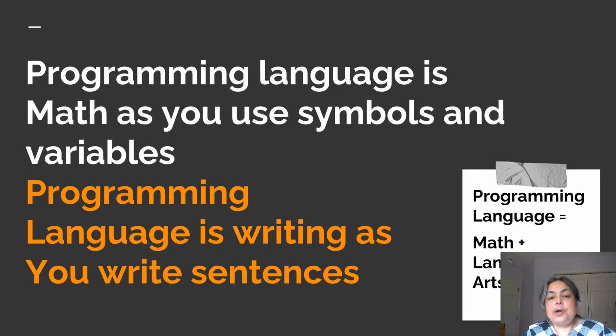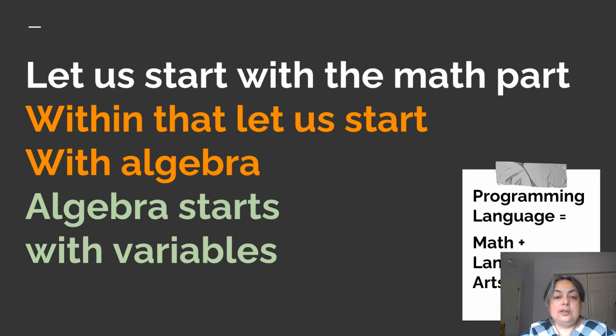Programming language is part math, as you use symbols and variables. Programming language is also writing, as you write full sentences and statements. So it's not quite like English sentences, but close to it. These are called statements, not sentences, but they're much like English sentences. So let us start with the math part. Within that, let us start with algebra. And algebra starts with variables.